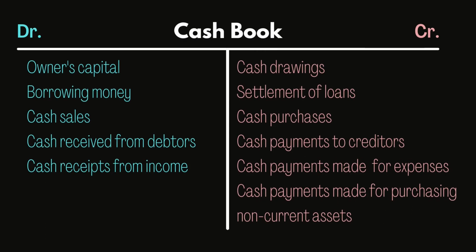Transactions such as capital introductions, obtaining loans, cash sales lead to increased cash of the business. So we need to record such transactions in the debit side of the cash book. Then the transactions such as cash drawings, settlement of loans, cash purchases lead to decreased cash. Therefore, we need to record such transactions in the credit side of the cash book. Okay, let's take an example.